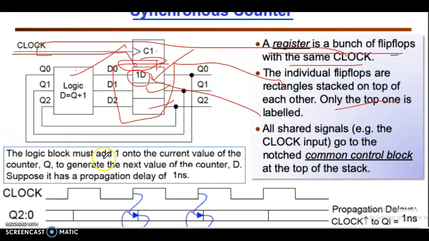The logic block must add 1 onto the current value of the counter Q here, with 1 value added to the current value of the counter Q to generate the next value of the counter, D. Suppose it has a propagation delay of 1 nanosecond.